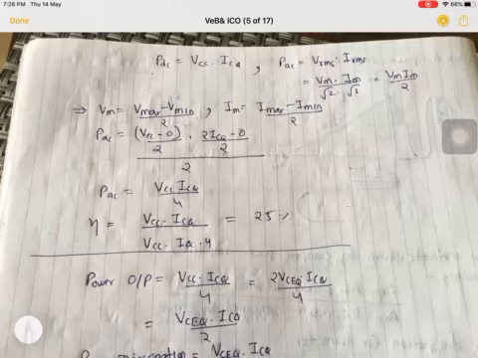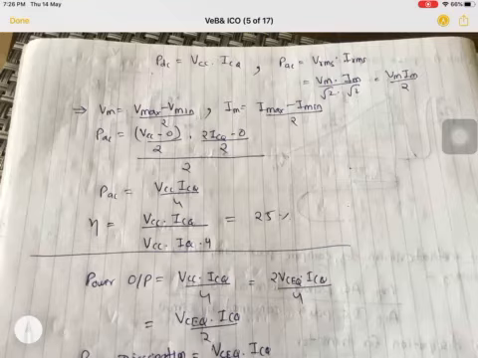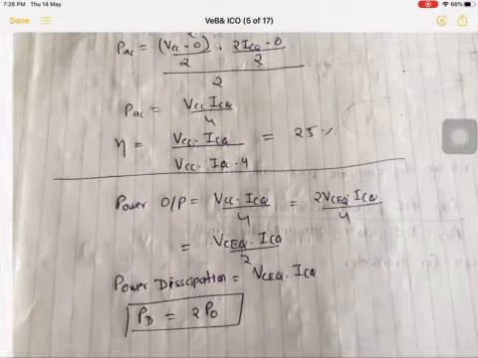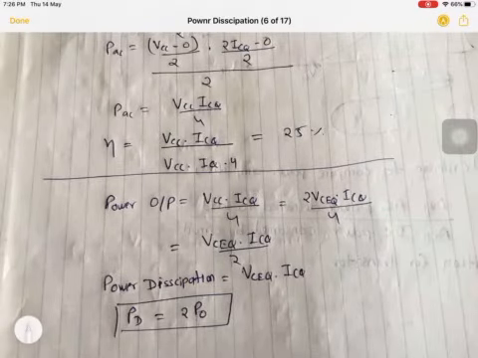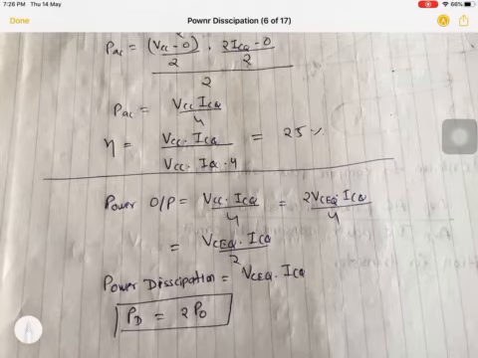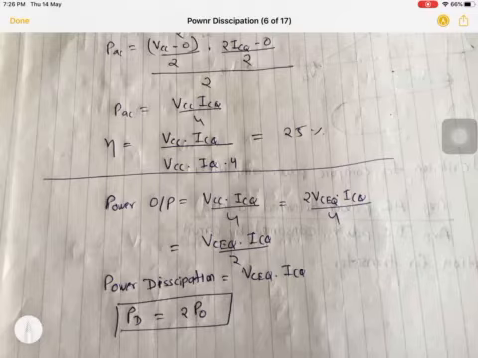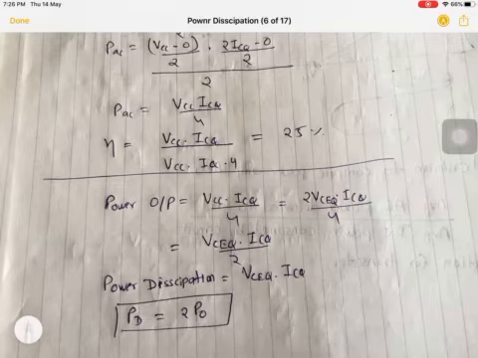We compare by finding out the power dissipation of a transistor. So how do we calculate power dissipation? Let's go into that. What was the power output? VCC into ICQ by 4 from this value. Can I write VCC is equal to 2 VCEQ? So it is nothing but VCEQ into ICQ by 2. That is the net output power.